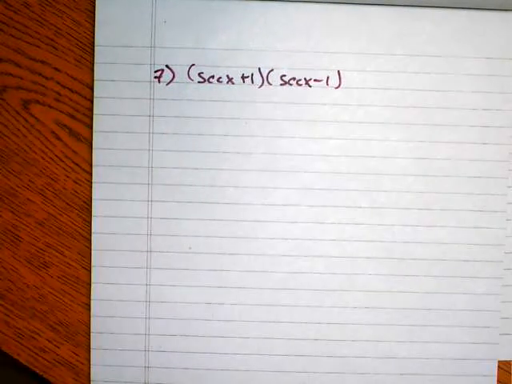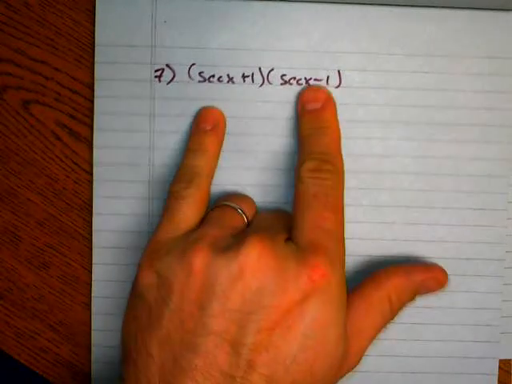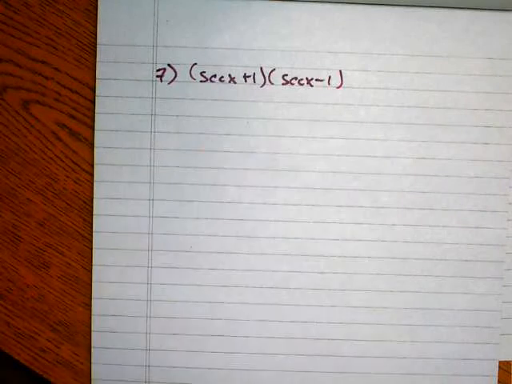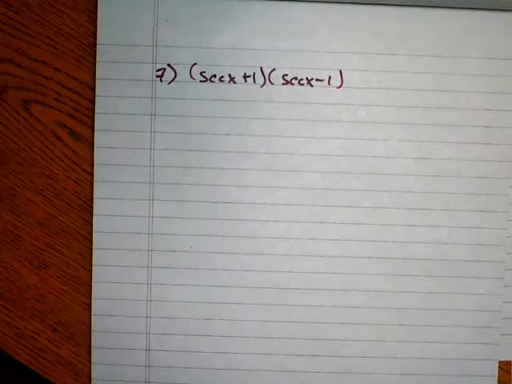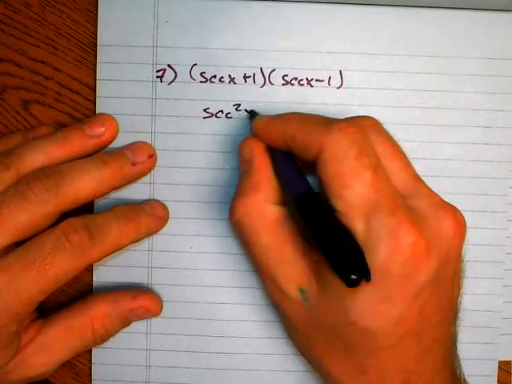Okay, again, this video is not to do every problem, it's to help you with the analysis of this. These are conjugates. I know that when I multiply conjugates, I get a difference of squares. Okay, so I'm going to multiply these conjugates and I get secant squared x minus 1.